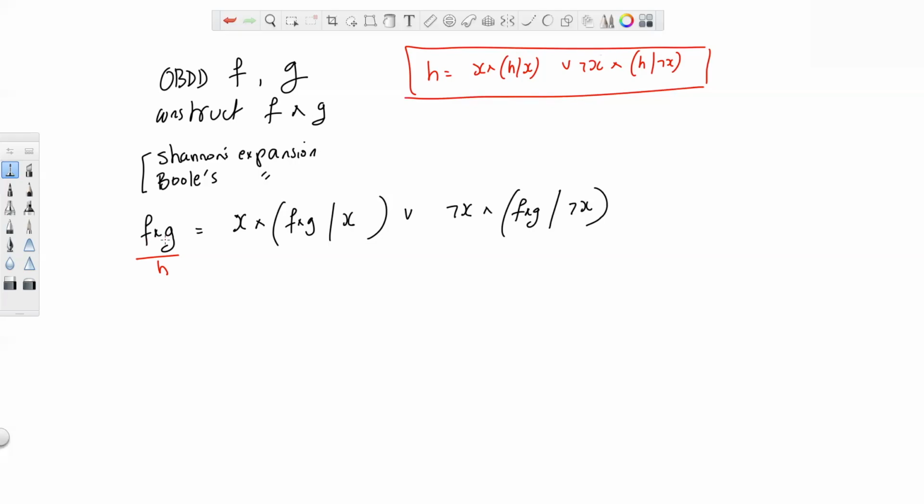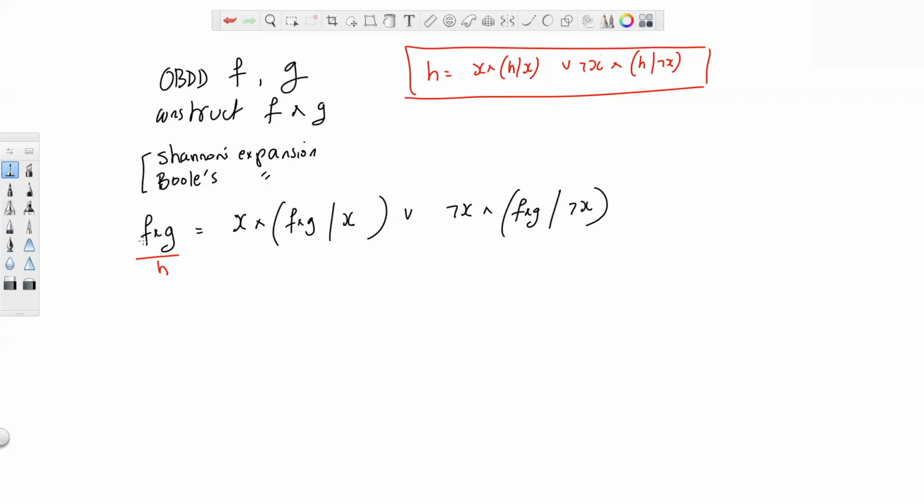This equation will show you now how you can conjoin, disjoin two OBDDs in polytime. And actually, it's more than polytime. We'll make that more specific. The trick, though, is the following.